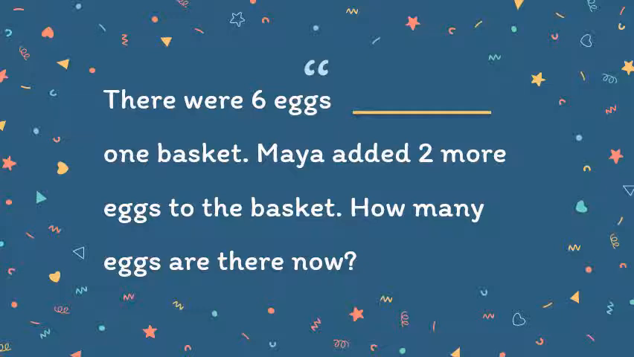So what about this question? Where were the eggs? Right, they were in the basket. Maya added 2 more. So 6 plus 2 makes 8 eggs. There are 8 eggs in the basket now. Was that your answer as well? Great.